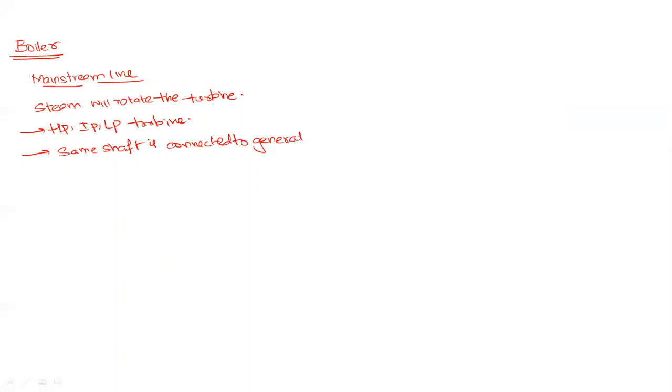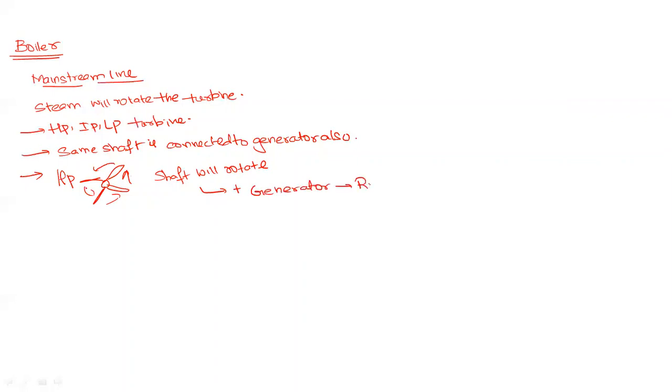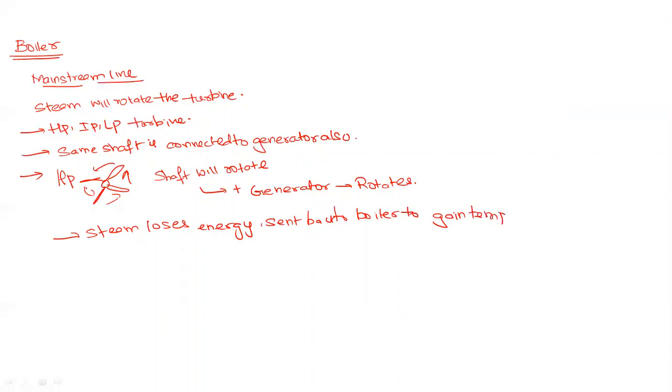When the steam is admitted at this temperature and pressure into the HP turbine, with this force the blades of the steam turbine will rotate in the anti-clockwise direction and the shaft will rotate. The same shaft is connected to the generator, and the generator also rotates. When the steam admission is completed, the steam loses its energy and is sent back to the boiler to regain temperature. It comes down to 320 degrees and goes again to the boiler area, where it regains 545 degrees and rotates the IP turbine. From the IP turbine it goes to the LP turbine.